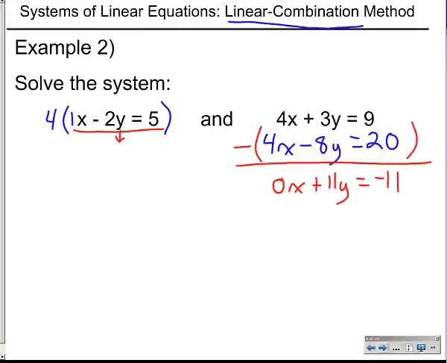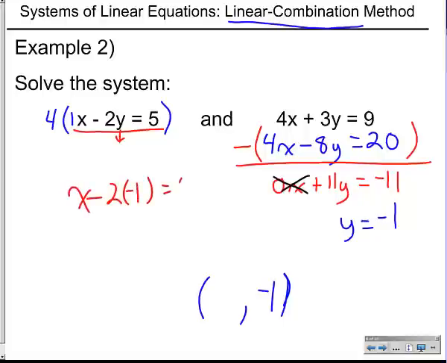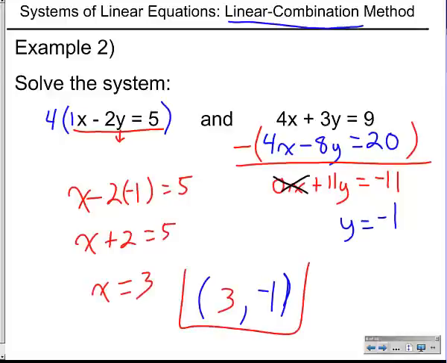Well, 0x just drops out of the problem. There's no more x's in the problem. All I got to do now is divide both sides by 11, and y will still equal negative 1. Well, if negative 1 is my y value, I can solve for my x value by taking that negative 1 again and putting it in place of y and solving for 5. So I have x plus 2 is equal to 5, and x is going to equal 3.